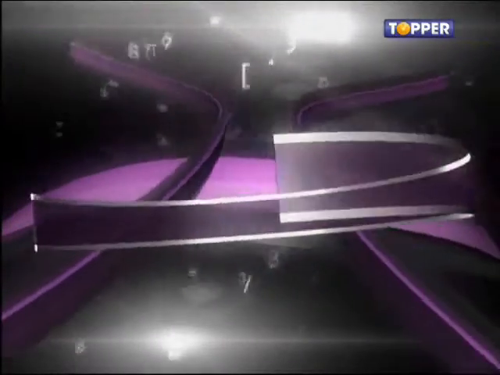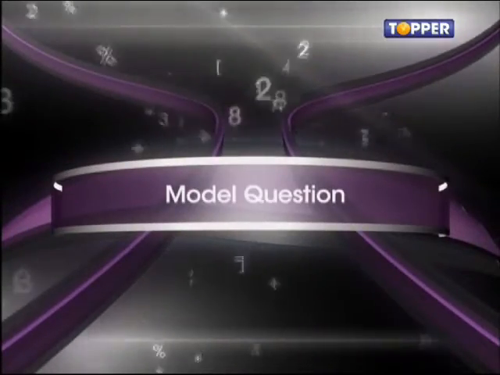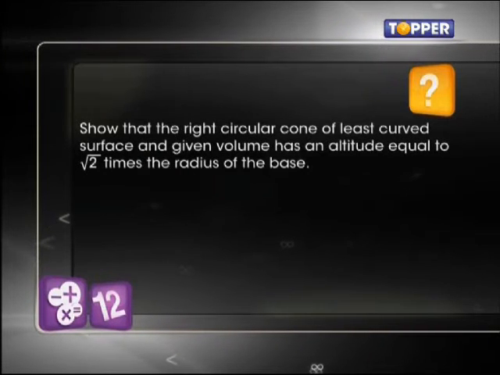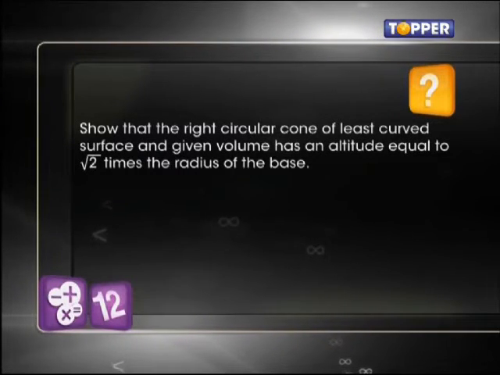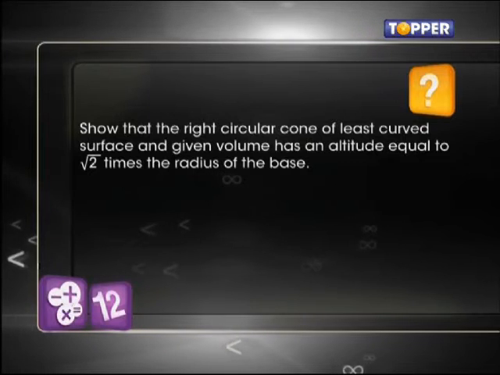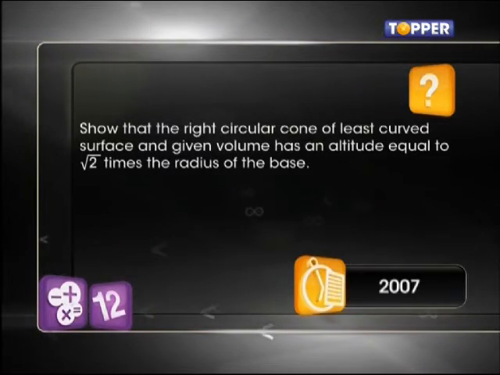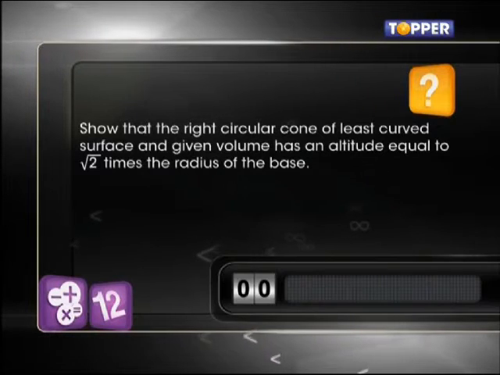Let's check out today's model question, which is a conceptual 6 marks question that will require you to apply the rules of calculus as well as mensuration. In this question, we have to show that the right circular cone of least curved surface and given volume has an altitude equal to square root 2 times the radius of the base.